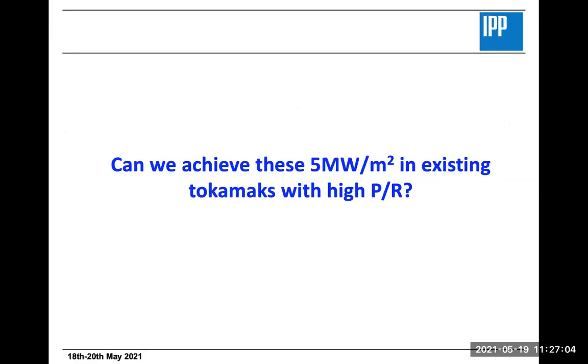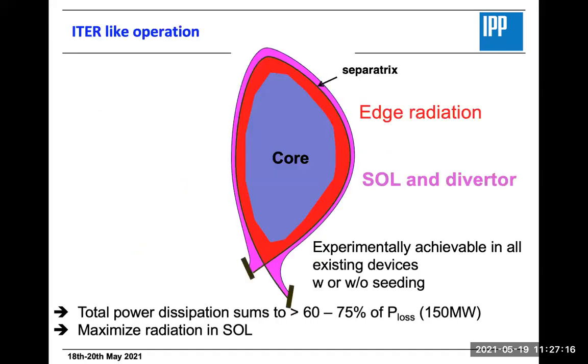So then the other question is, can we achieve these 5 megawatt per square meter in current-day experiments? Is this possible? Experiments have been done, and what does this mean? I'm not very good at graphics, so this is a very artistic drawing. What you see here is an area called the core, where all the fusion processes would take place.